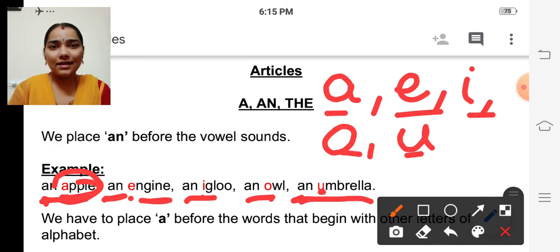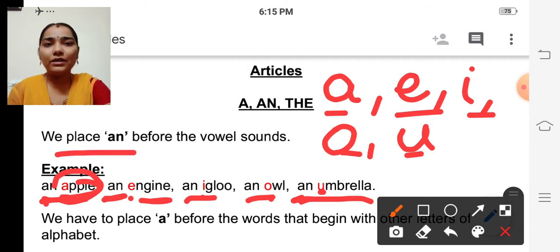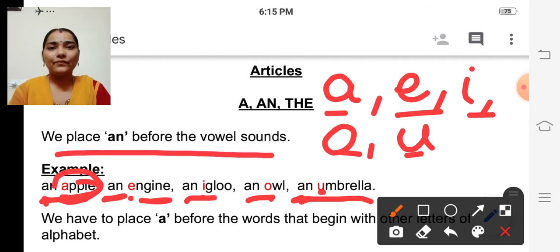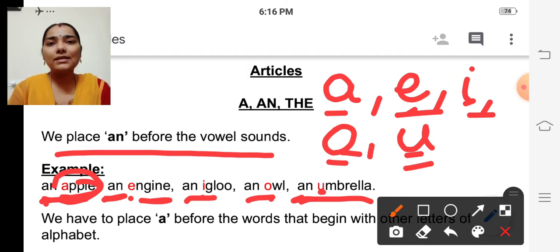Is it clear, children? We place an before the vowel sounds. You all know the vowels: A, E, I, O, U. These are the 5 vowels. We place the article an before words that start with these vowels and vowel sounds. What are vowel sounds?